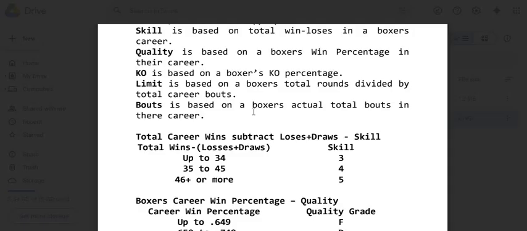Bouts is just a career limiter, so you get a clue when you make a boxer how many bouts they're allowed to fight before they're retired. So bouts is really completely optional. The limit is the number of rounds that a boxer can go before their TKO is tallied against them. This is basically based on how many rounds they fought on average. But you'll see how that works out here.